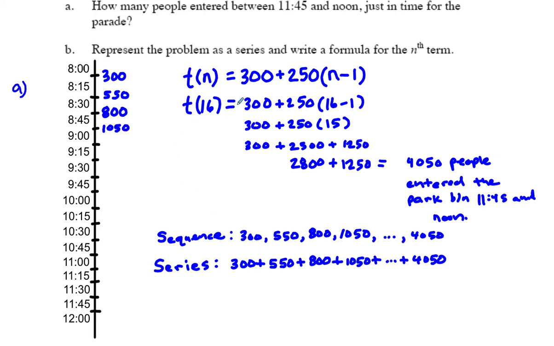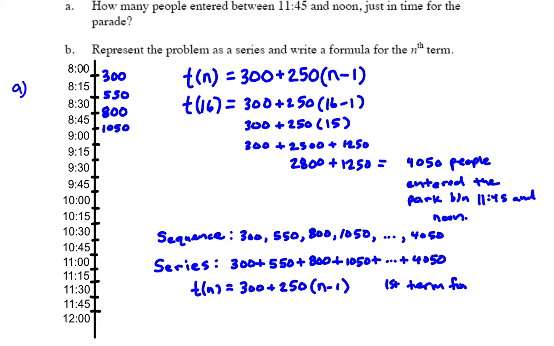Again, if we're trying to represent the nth term using a formula, we could use this formula here, which is T of n equals 300 plus 250 times the quantity of n minus 1. Remember, this is what we call first term form.